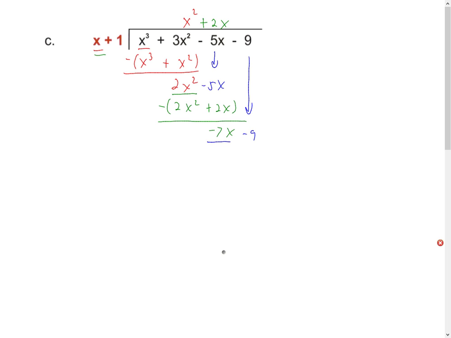Front term, negative 7x, divided by the front term, positive x, is a negative 7. So again, distribute, x times negative 7, negative 7x. 1 times negative 7 is a negative 7. Subtract. And for the first time, you end up with a remainder, right?